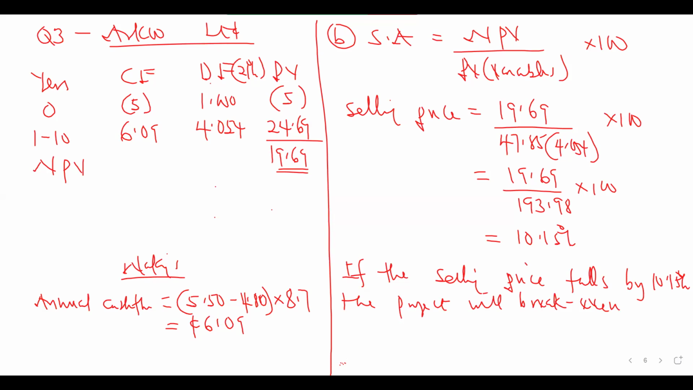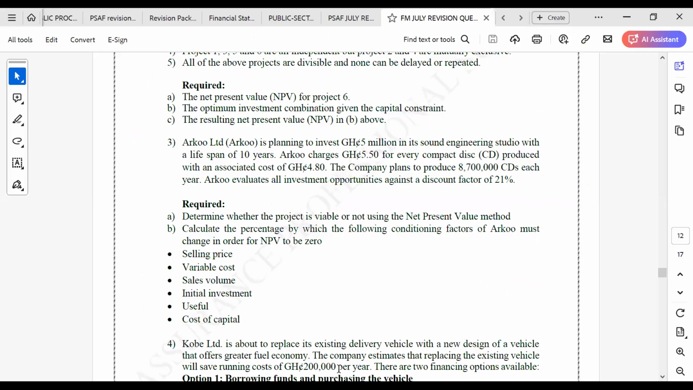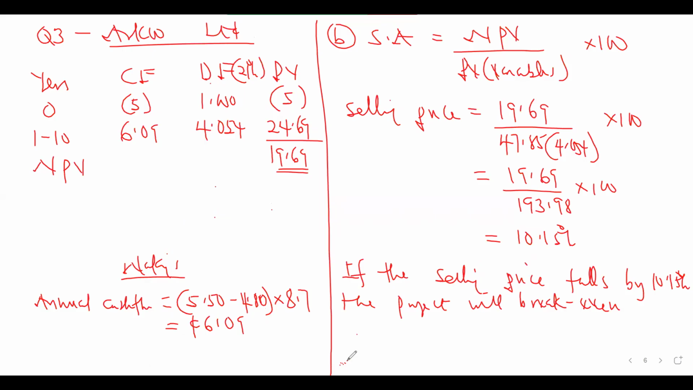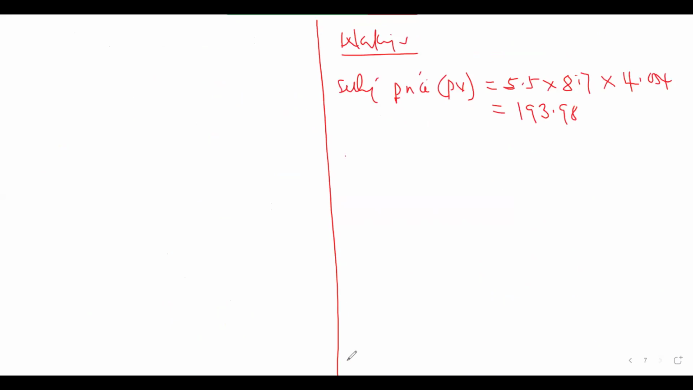Okay, so let's come to the next one. The next one, what are we going to be having there? Variable cost. The variable cost is just the associated cost given to you. So we have the variable cost, which will also be calculated as the NPV over the present value of the variable cost, multiplied by 100.